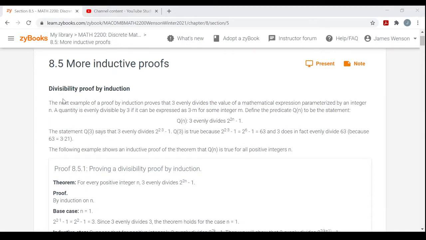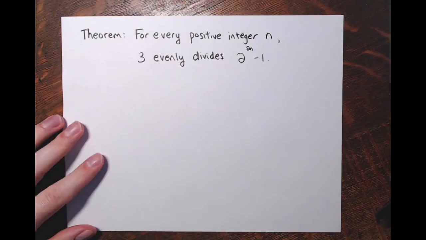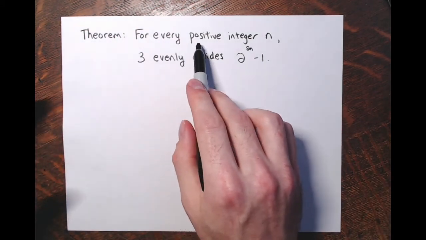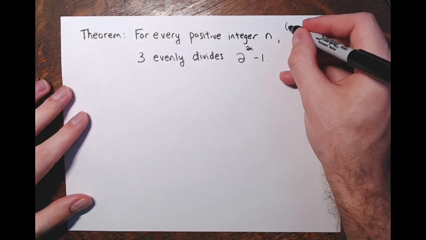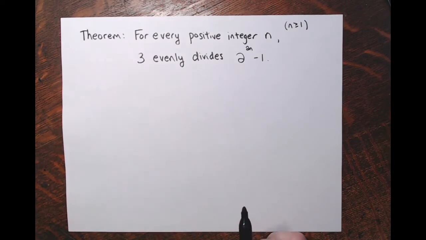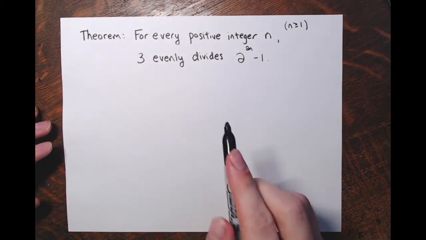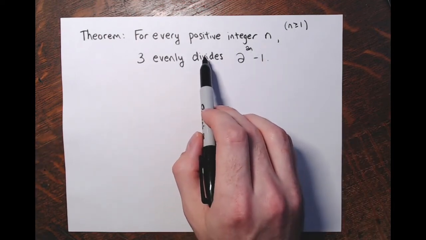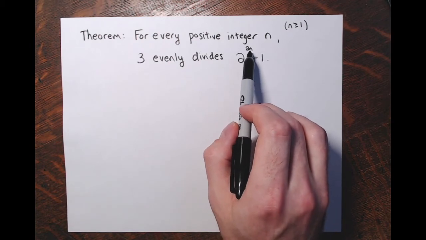All right, so here we have a divisibility proof by induction. I'm just going to do this on paper and show you, hopefully refreshing your memory as to what a proof by induction looks like. So here's the statement of the theorem. It's for every positive integer n. That would mean for every n greater than or equal to 1. The positive integers start at 1 and then go 2, 3, 4, and so on. For every positive integer n, 3 evenly divides 2 to the 2n power minus 1.